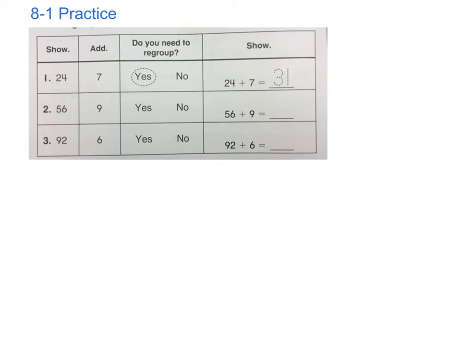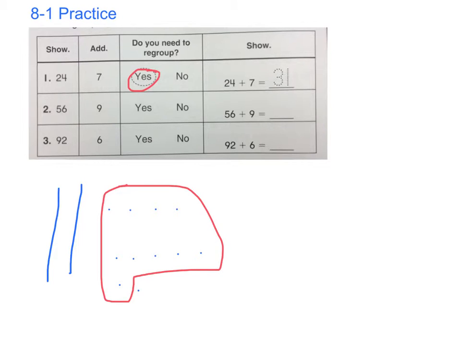Show 24. Draw 2 tens and 4 ones. Then add 7. Draw 7 more ones. Now count your ones to see if you have another set of 10. Yes, you do. Circle that set of 10 and move it over to the tens column. You now have 3 sets of 10 and 1 one, which is the number 31.